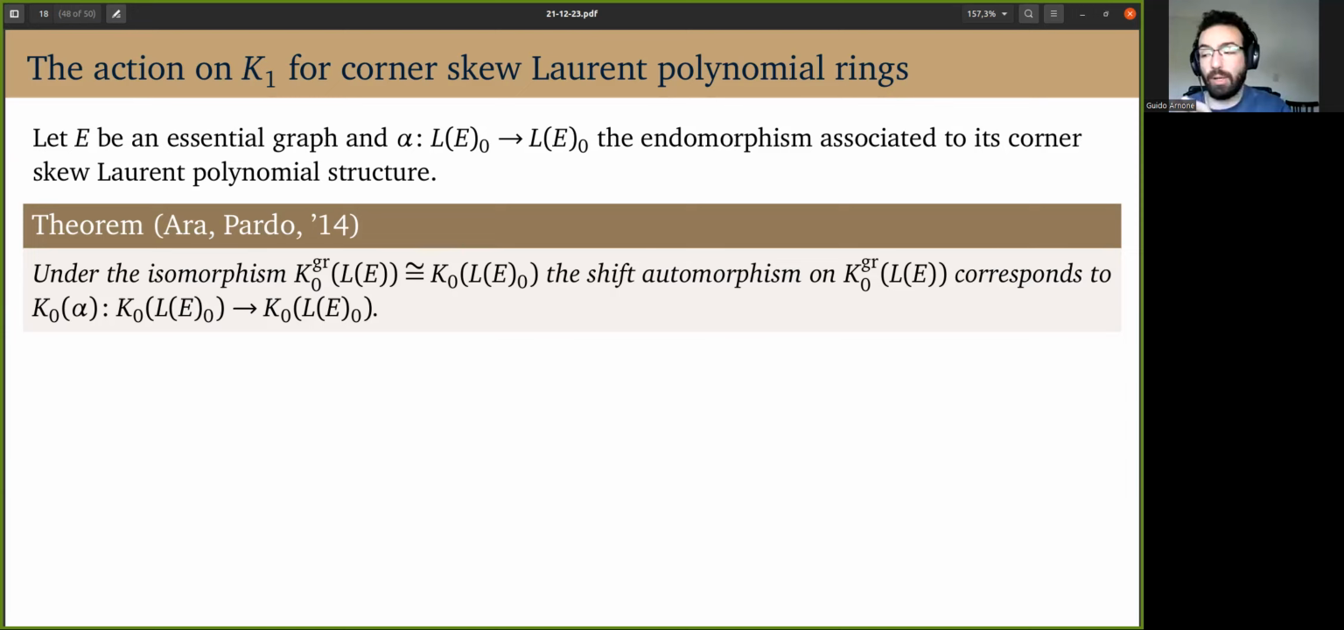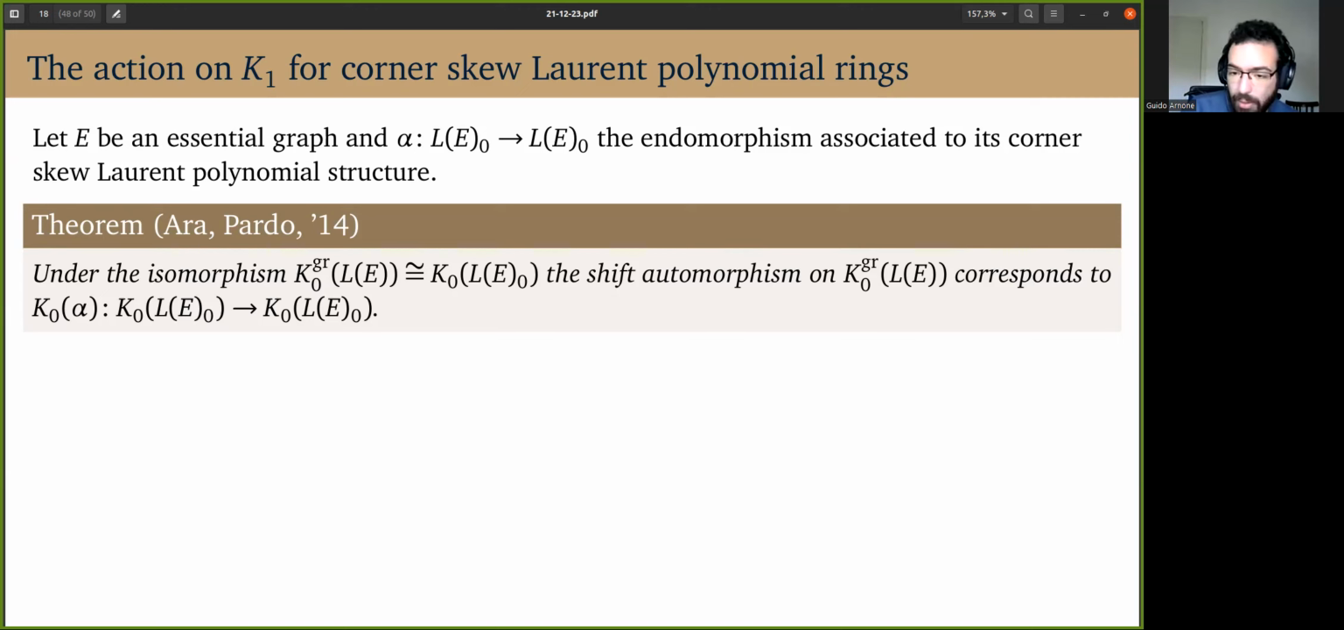We view it as the ungraded Grothendieck group of LE0. Then the action on the graded Grothendieck group, when we view it on the right-hand side, comes from applying the K-theory functor to this alpha endomorphism. So at the ungraded K0 level, the action translates to this corner endomorphism, which becomes an isomorphism at the level of K0.